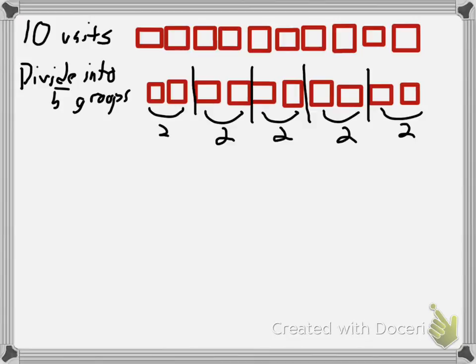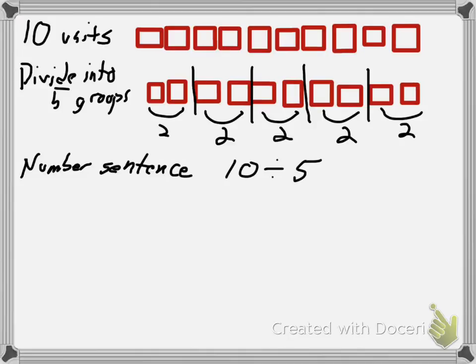So if I wanted to write a number sentence to demonstrate what happened, I'm going to say I started with 10, I divided it by 5, and then I equaled 2 in each group. Okay, so there's my number sentence.